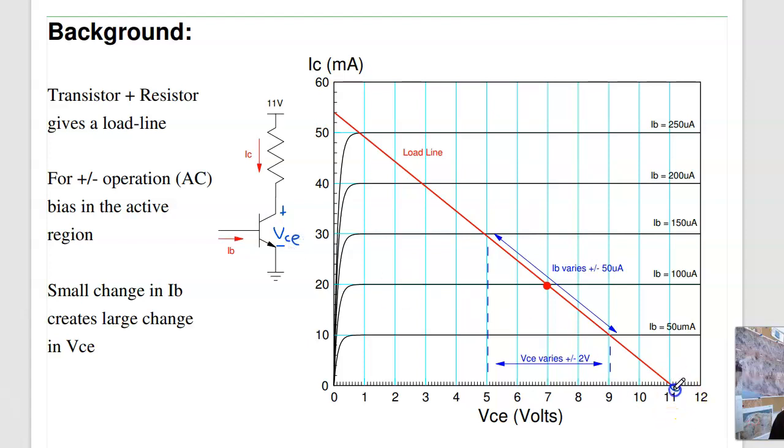I'll be right here, 11 volts when the current is 0. When the voltage is zero, I'll have 11 volts over RC. And suppose that's like 54 milliamps. As I vary the base current, I move up and down the load line. What we did back in digital electronics, I either want to operate here, that's when the transistor is off, or here. This is when you're saturated.